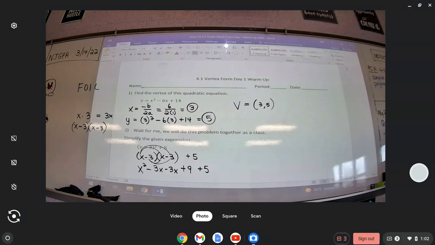You toil your brains out in Algebra 1, you really do. So if you didn't foil in Algebra 1, that's a problem, because that is a skill they expect you to know inside and out. So we're gonna have to perfect that.